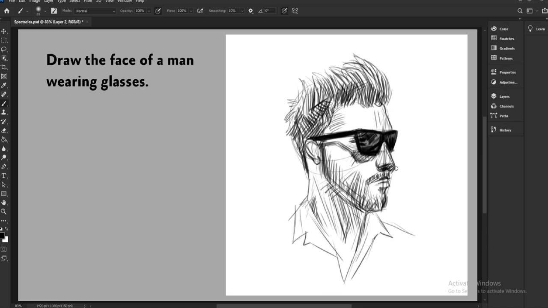Alright, now after that you can give a little bit of highlight at some places, and that will give you a much more interesting looking sketch.